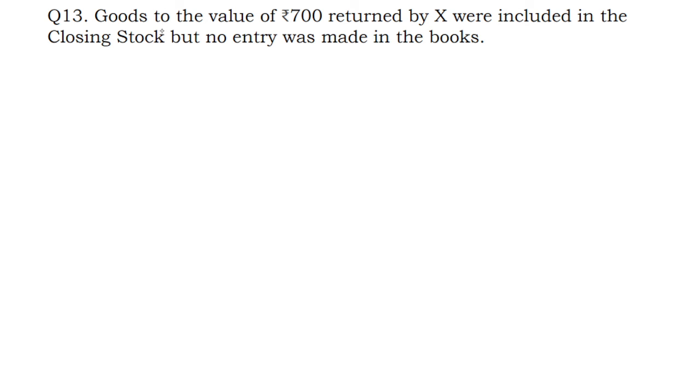Goods to the value of 700 returned by X were included in the closing stock, but no entry was made in the books. So no entry was made in the books. That means we simply pass the journal entry.